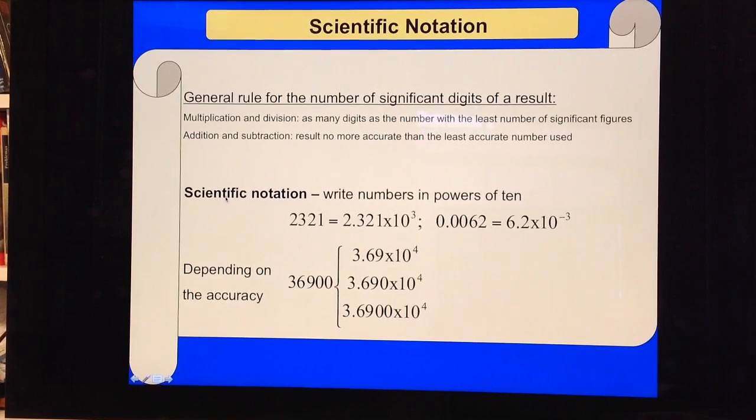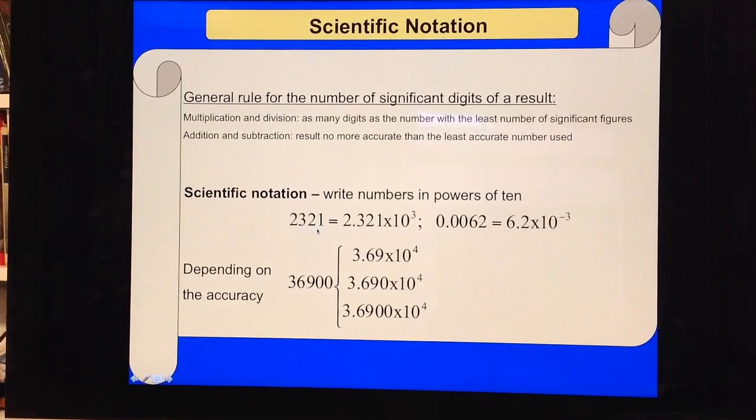Okay, and what is scientific notation? Well, a way to write our numbers in powers of 10. This is very useful when your number is very, very large, or when your number is very, very small. So the powers of 10 can help us a lot. So for example, we have here this number, 2,321, and I want to write it in terms of scientific notation. I want to write it in terms of powers of 10. How am I going to do that?